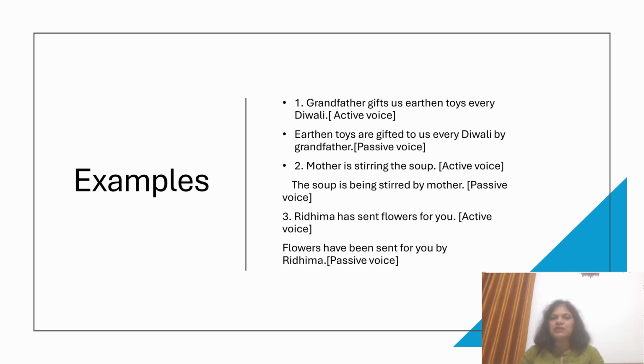Now look at the third example. Ridhima has sent flowers for you. It is an active voice. Ridhima, she performed some action. She has sent flowers for someone. Flowers have been sent for you by Ridhima. So in this sentence, children, flowers, it's plural. That's why we have used have. And whenever we have the present perfect tense, whenever we see perfect tense, we always use been. So here, flowers have been sent for you by Ridhima. So one more thing, children, you just keep in mind that we use the third form of the verb or we use the ed form of the verb.